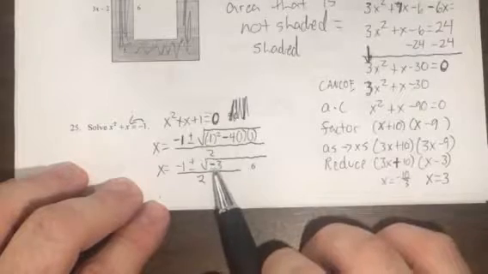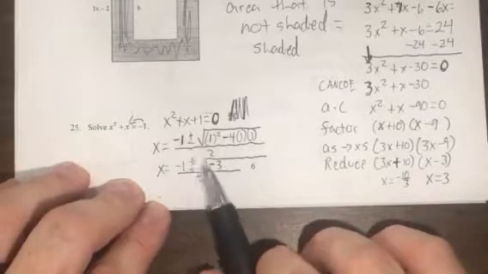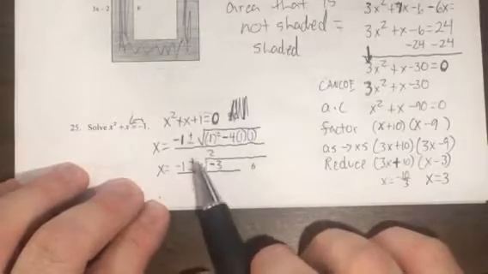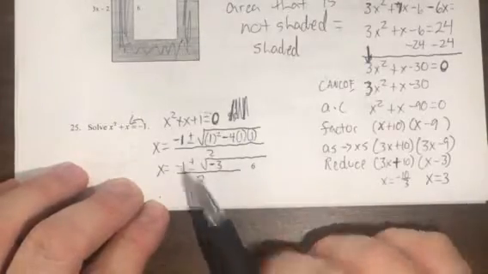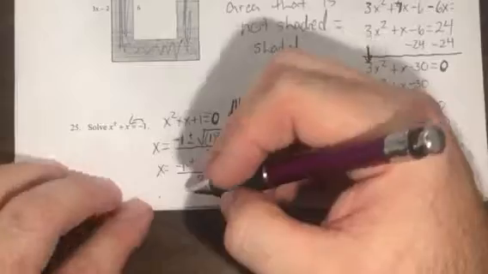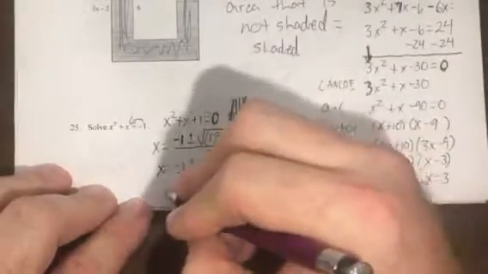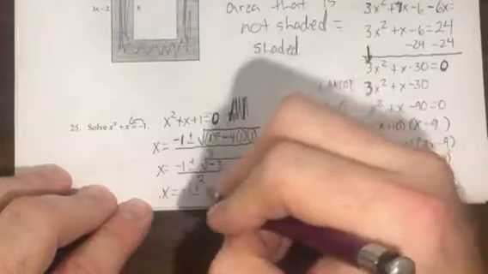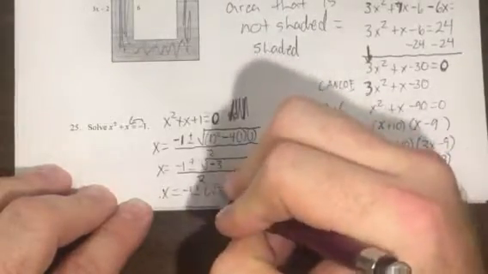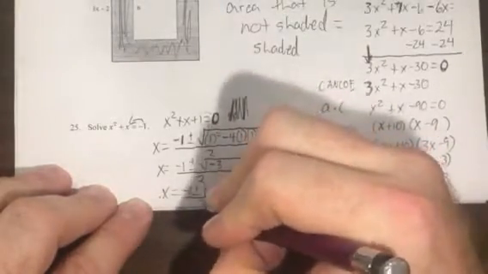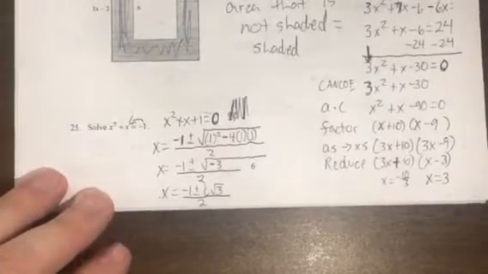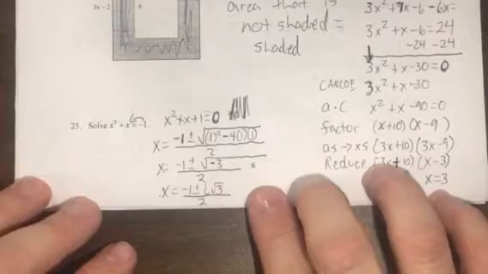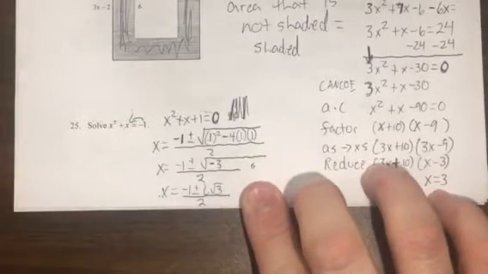Now, whenever I see this negative, a negative inside the square root, what does that tell me? Pull its i out. So I have x is equal to negative 1 plus or minus i times the square root of 3 all over 2. Any questions on that? All right.